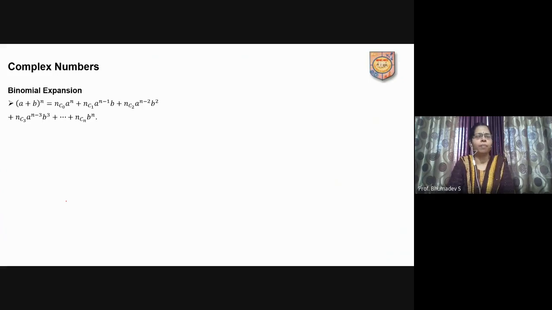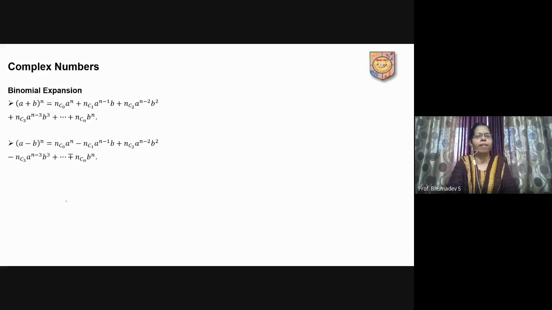The binomial expansion is very important for finding the expansions of cos n theta and sin n theta. There are two simple binomial expansions that we are supposed to use, which is (a plus b) the whole power n, which is nC0 a to the power of n plus nC1 a to the power of n minus 1 b plus nC2 a to the power of n minus 2 into b square plus etc., up to plus nCn b to the power of n.